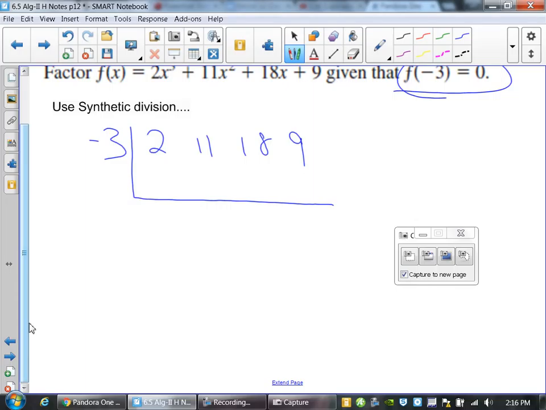Drop and go. It better be a 0 because it told you it was going to be a 0. If it doesn't work out to be a 0 and they told you it was a 0, you done goofed.